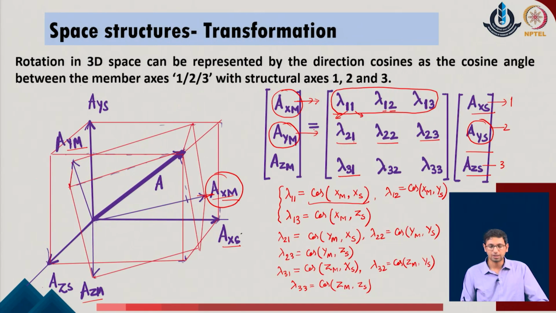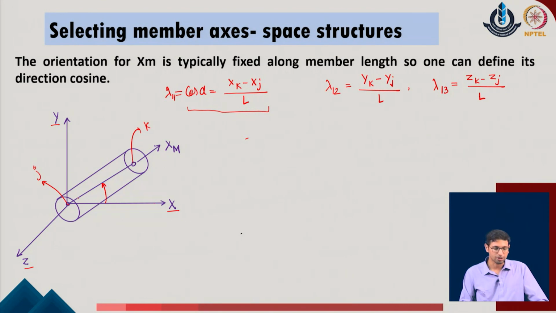So, if I look at the expression here for lambda 2 1, lambda 2 2, lambda 2 3 or the lambda 3 1, 3 2 and 3 3, I require the direction of the member axis y and member axis z in the given system. But when we look at the cross section, the member axis y and z are not a fixed axis of the given system. What does it mean?